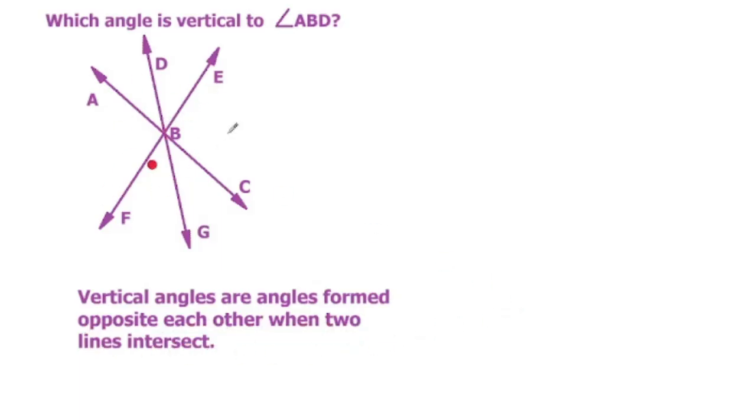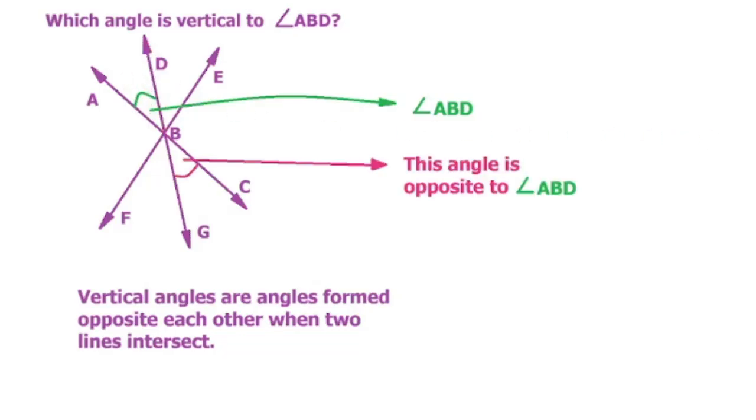Okay, so we have a few lines here that are intersecting. So now we're looking at angle ABD. Let's identify it, ABD. So that's this angle here, okay? So the angle that is opposite to it is this one, right? It's directly opposite, which was formed by the two intersecting lines.